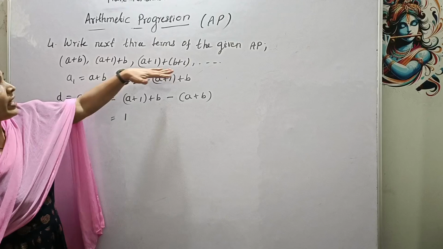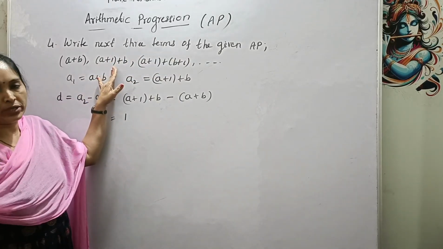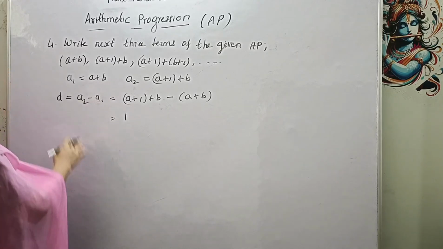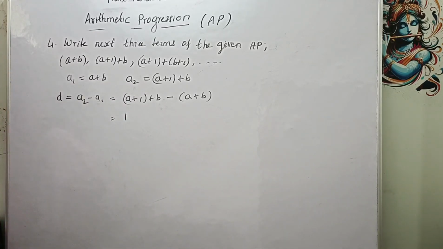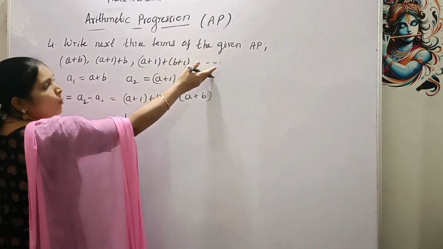Or you can find it from a3 minus a2. You will get the same difference, 1. Okay, now we have got the common difference is 1. Next we will find the next term, that is the fourth term.